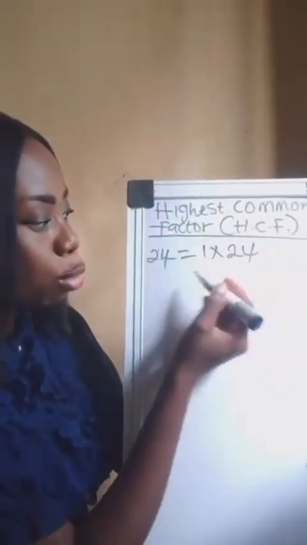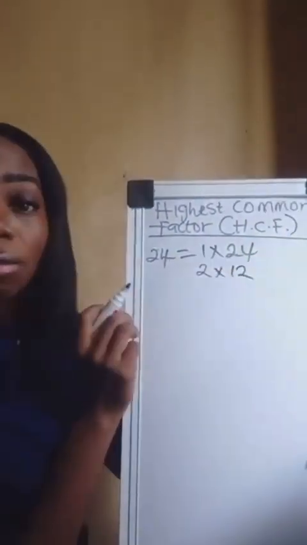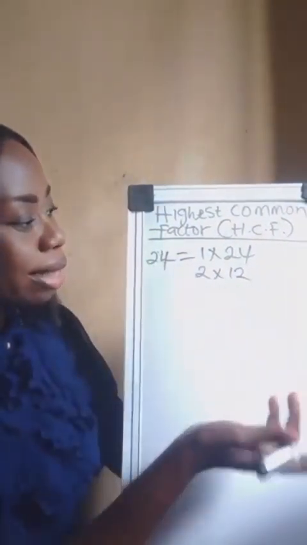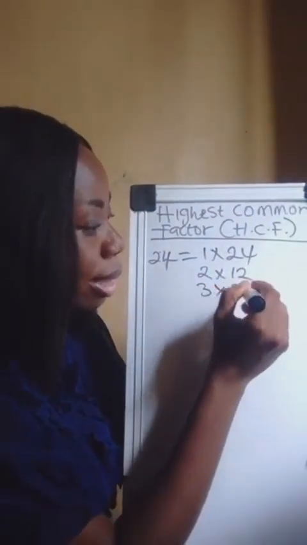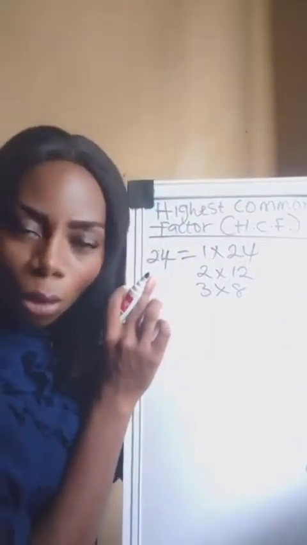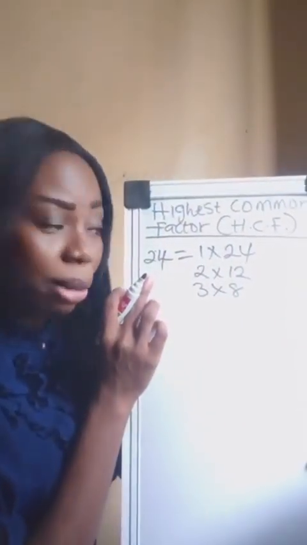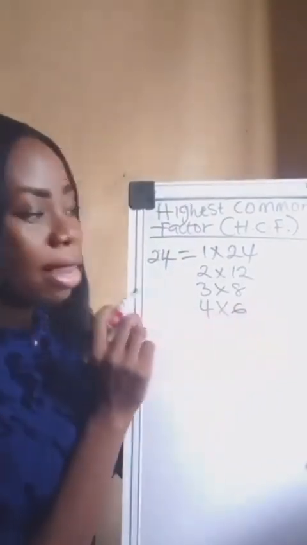The next one we use is 2. Can 2 divide 24? Yes. So 2 times 12 are factors, right? The next one is 3. Can 3 divide 24? Yes. So 3 times what? 3 times 8 is 24. What about 4? Can 4 divide 24? 4 can divide 24 without a remainder. So 4 times what? 4 times 6 is 24.